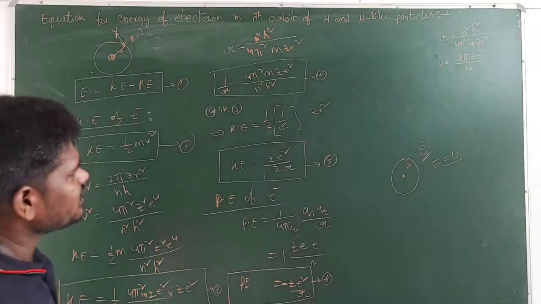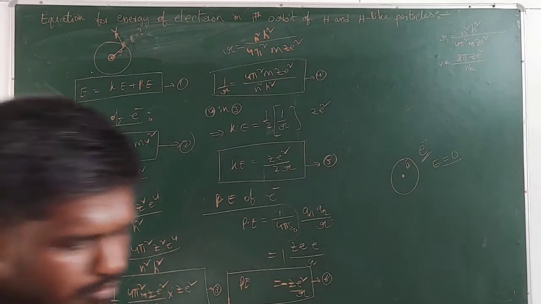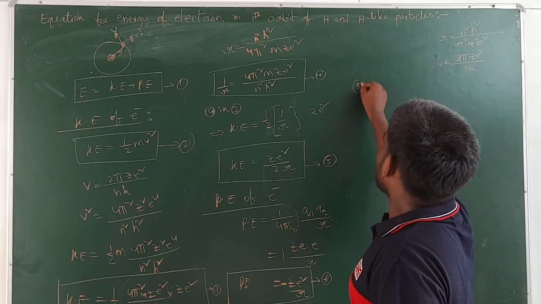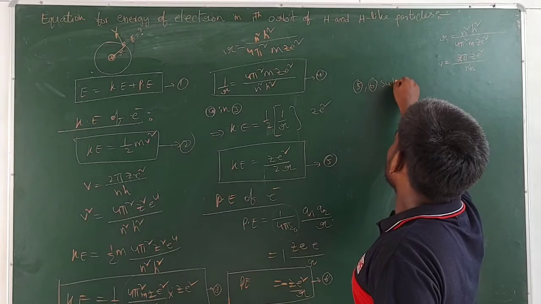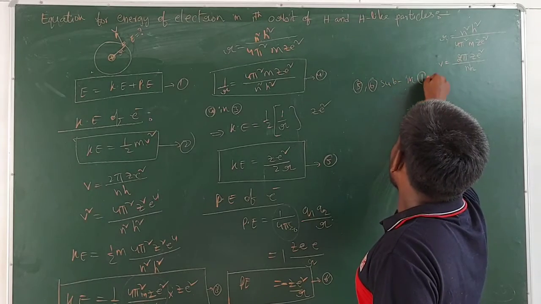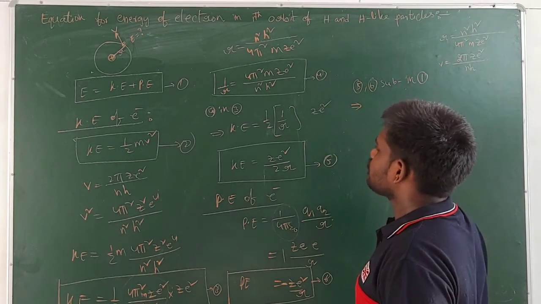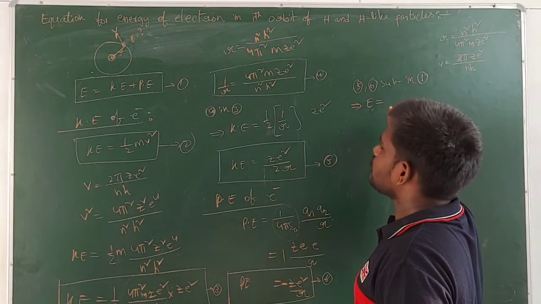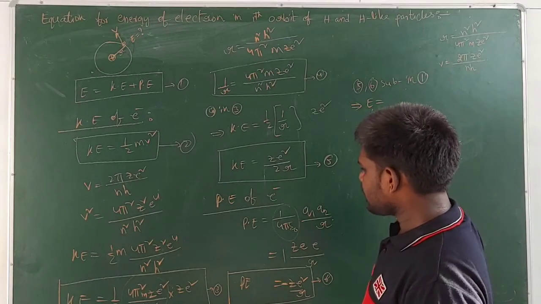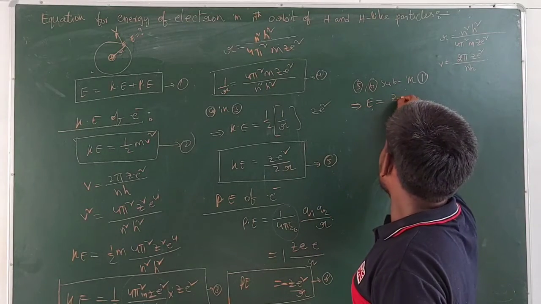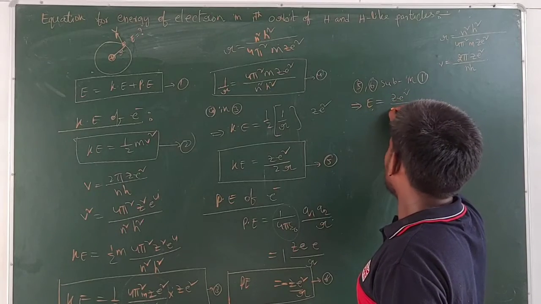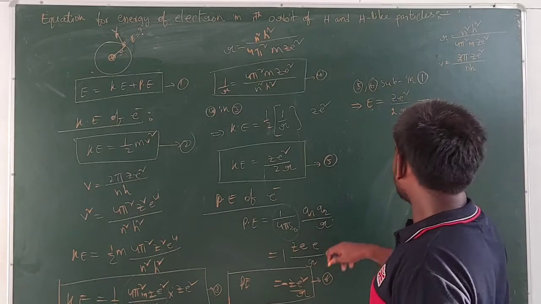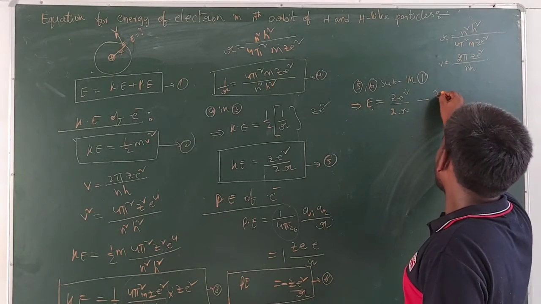Now you can take it as equation number 6. Now substitute equations 5 and 6 in equation number 1. That implies the total energy of the electron is equal to kinetic energy, which is Ze square by 2R, and the next one potential energy. So here minus is there, we have to take minus Ze square by R.